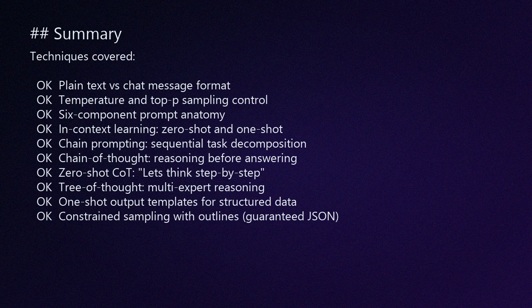These techniques compound. A production prompt engineering system uses all of them together: structured components, one-shot format examples, chain of thought when reasoning matters, and constrained sampling when the output feeds downstream code.